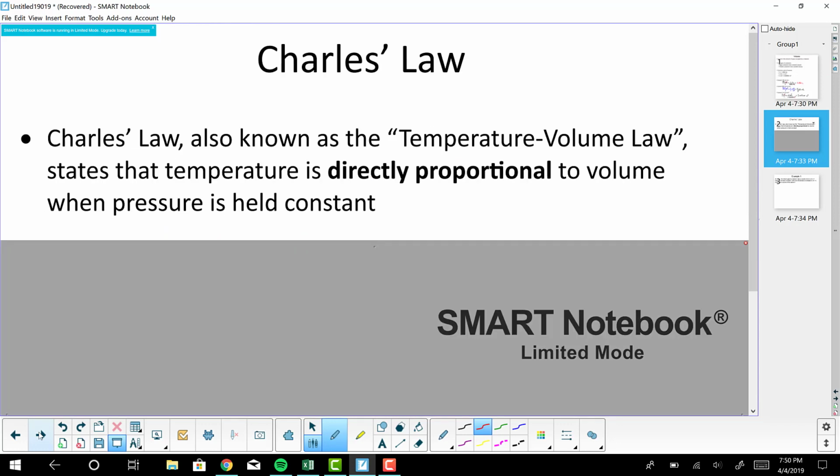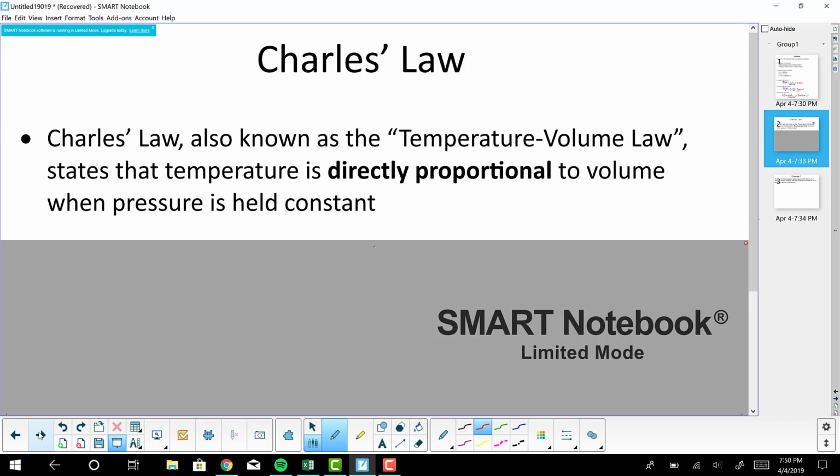So now we're going to move on to Charles's law. In Charles's law, we are examining the relationship between temperature and volume. And so this law is also known as the temperature-volume law. And this law states that temperature is directly proportional to volume when pressure is held constant.